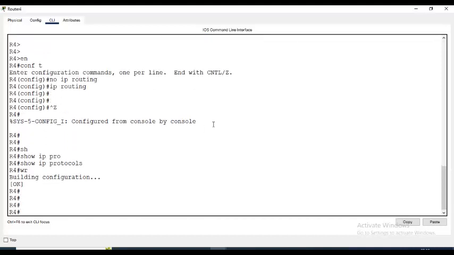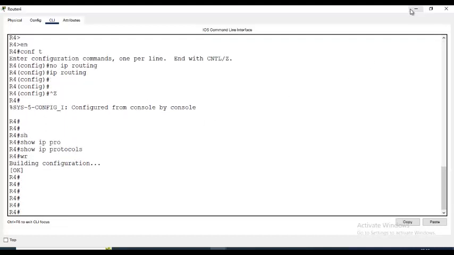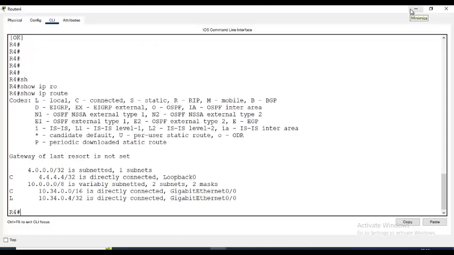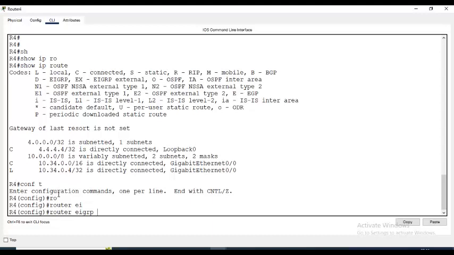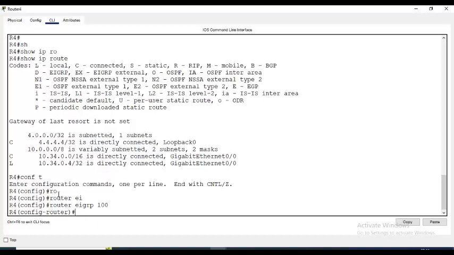We are going to enable EIGRP. Currently, what all networks do we have in this router? Which is loopback network 4.4.4.4 and the standard 34 network. Now, router EIGRP, you need to give an autonomous system number. Let's give a number, and you should use the same number on the other routers.